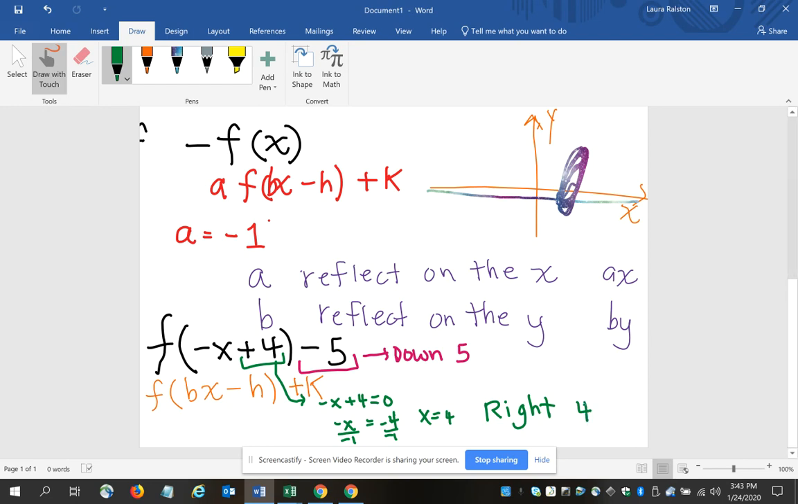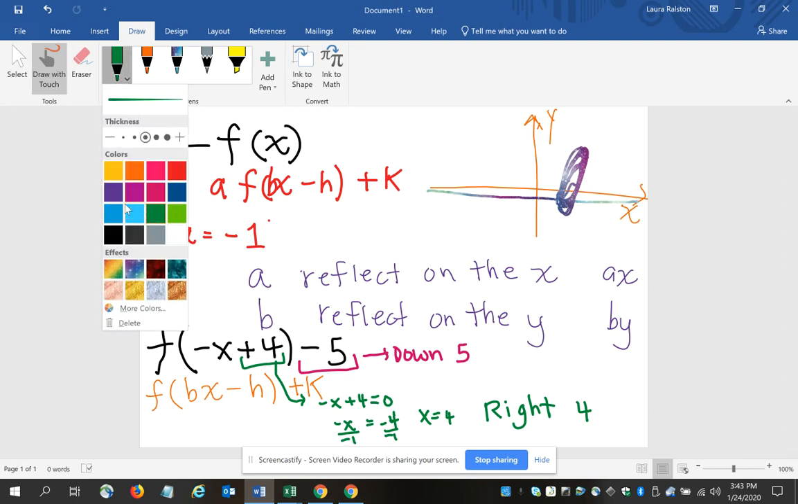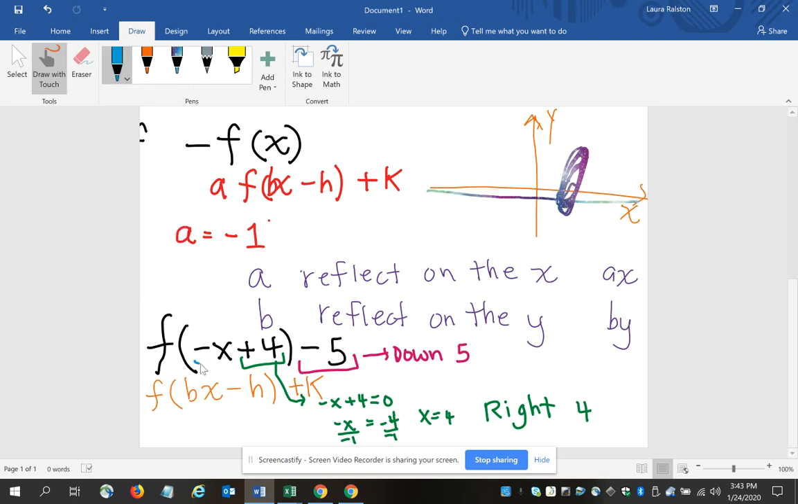The last thing, which is one of the new things in this particular problem that they're hoping you grasp or understand, is that you have this negative. And it's a -1, so the b is -1, which is going to cause, if we go back up here and look, a reflection on the y-axis.